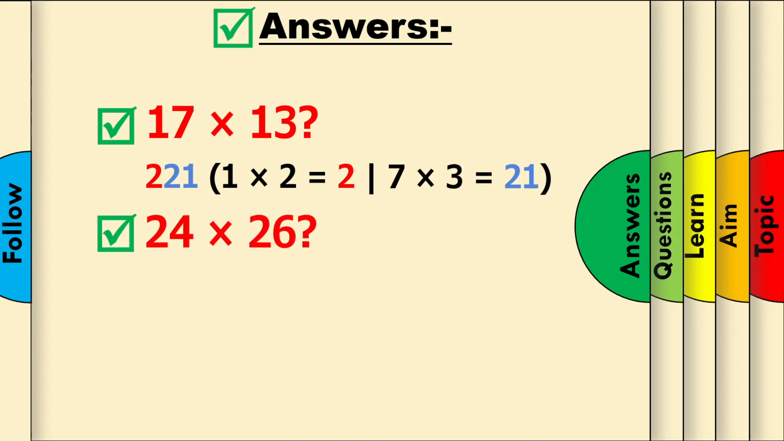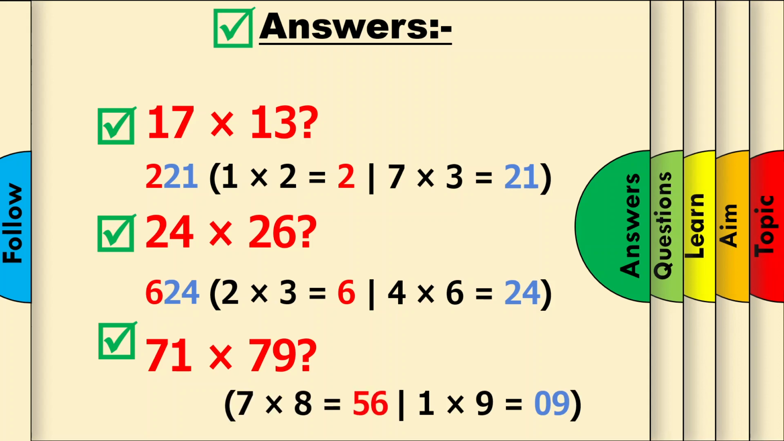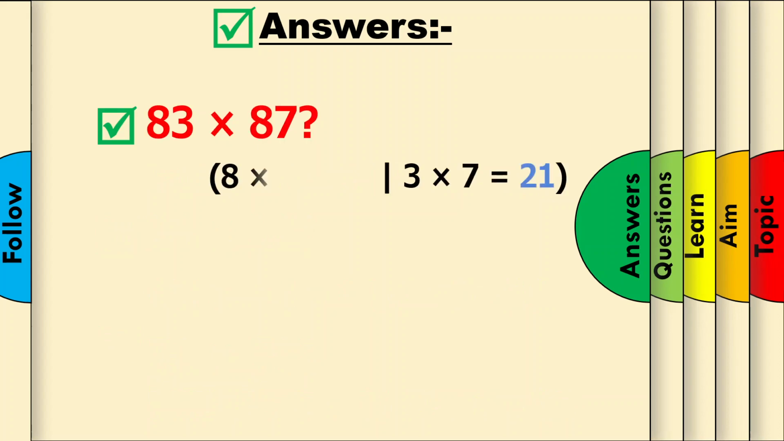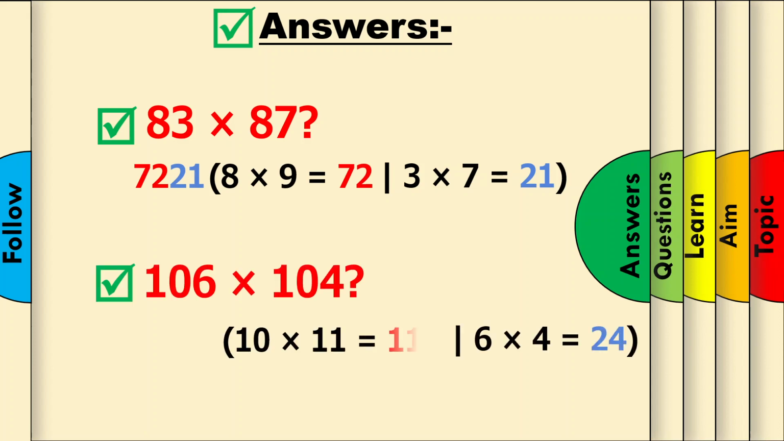24 multiplied by 26 is 624. 71 multiplied by 79 is 5,609. 83 multiplied by 87 is 7,221. And 106 multiplied by 104 is 11,024.